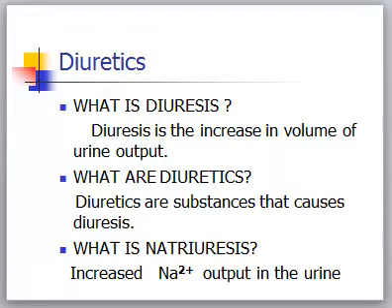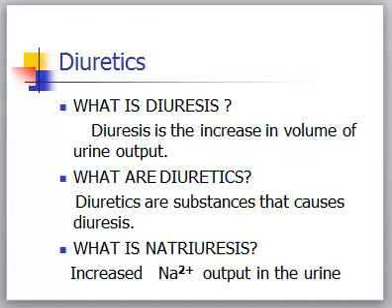So diuresis is the increase in volume of urine output. What are diuretics? Diuretics are the substances that cause diuresis. And what is natriuresis? An increase in the sodium output in the urine is called natriuresis.